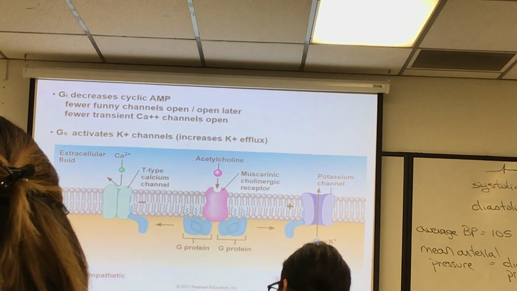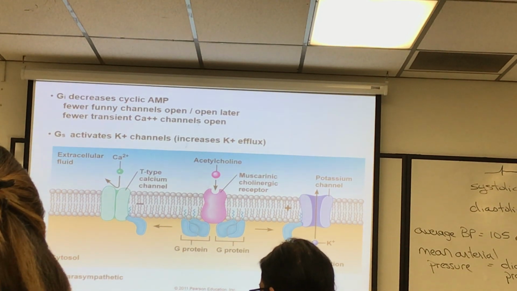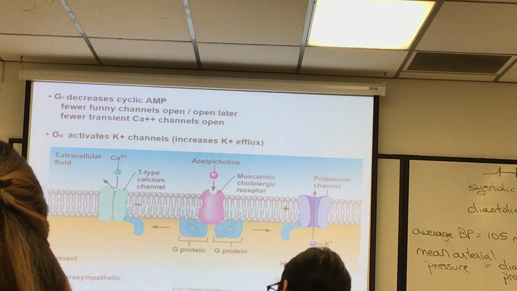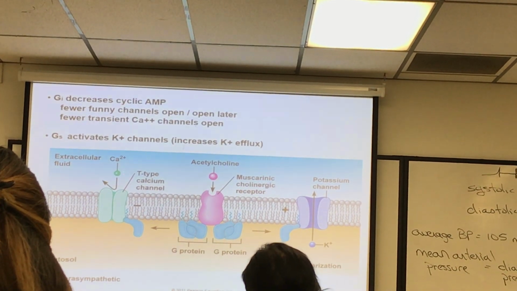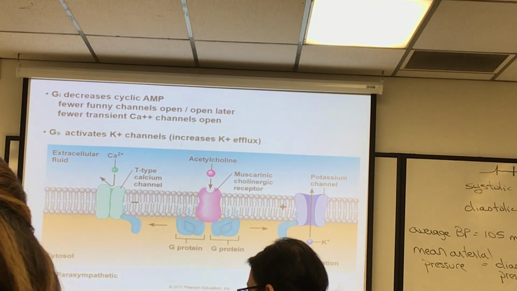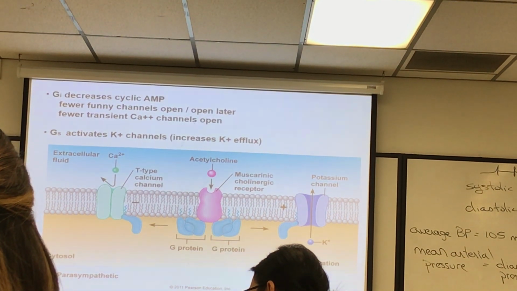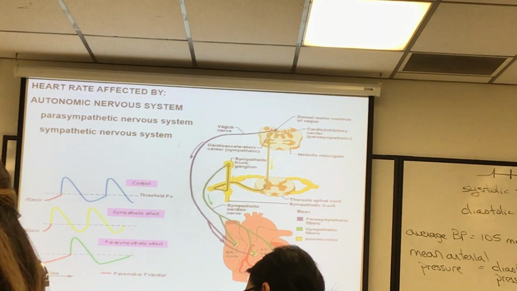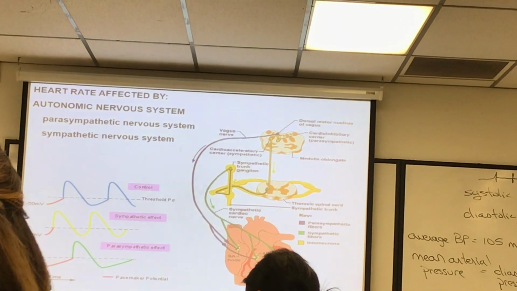And then to make things take even longer, our gamma and beta G proteins are going to open potassium channels. So we're getting fewer positive ions in through our funny channels and our calcium channels, and we're losing positive ions by the gamma and beta components of the subunits letting potassium out. So with less positive ions coming in and more positive ions going out, it takes longer to reach our action potential and the heart rate is slow. Okay?